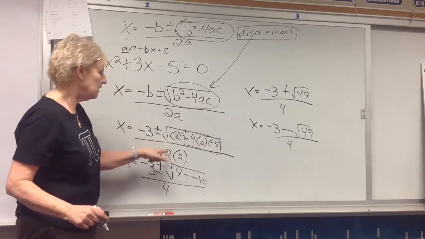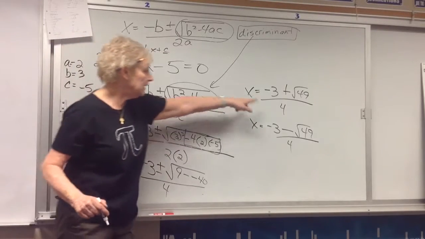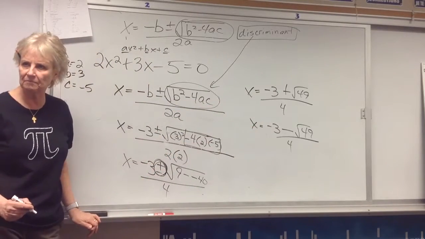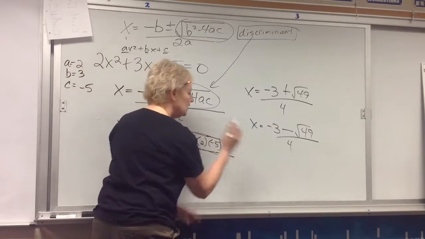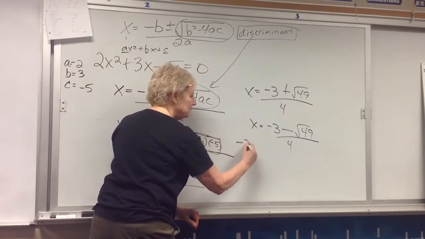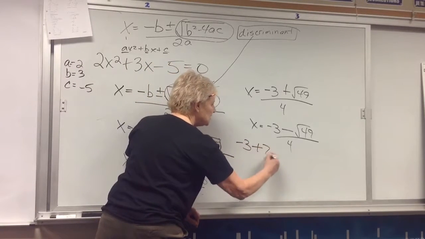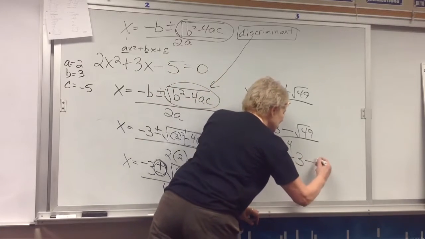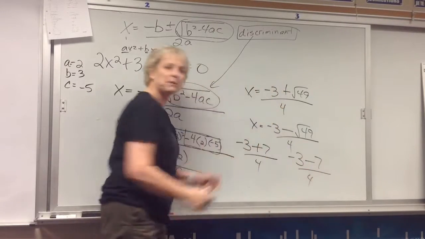Where'd you get the minus? Where? X equals negative 3 minus square root. Here? Okay, because it's plus or minus in the formula. So we have two answers. We have negative 3 plus 7 over 4, and we have negative 3 minus 7 over 4. There's the plus and minus.